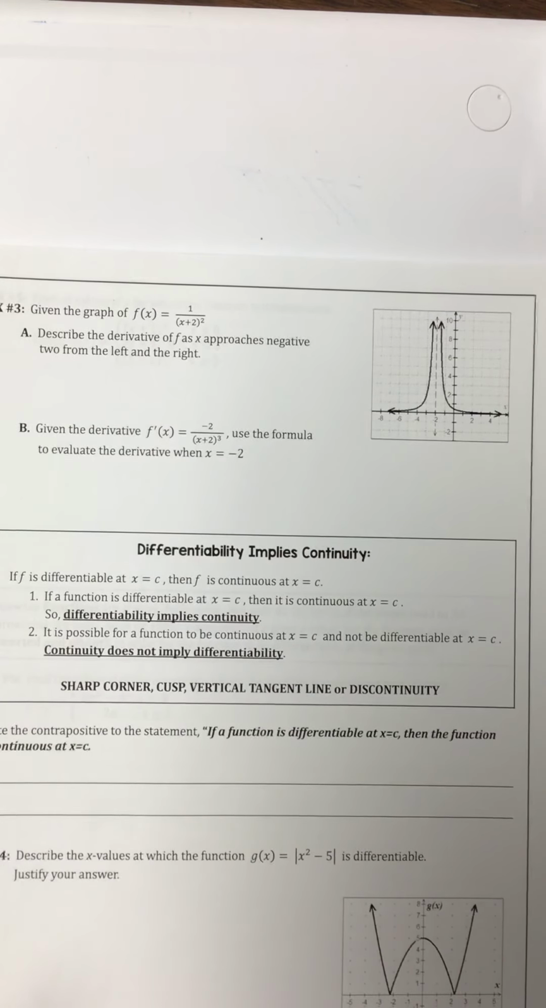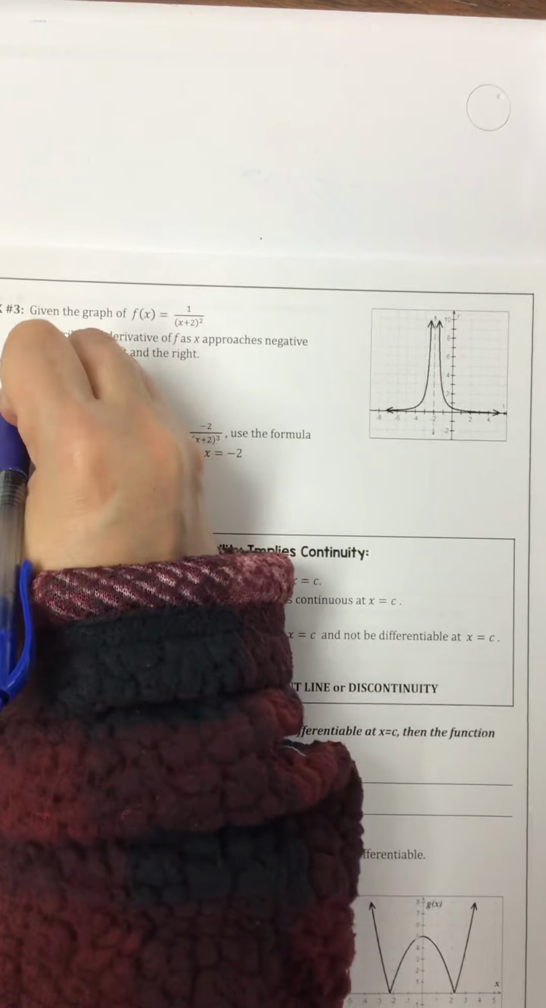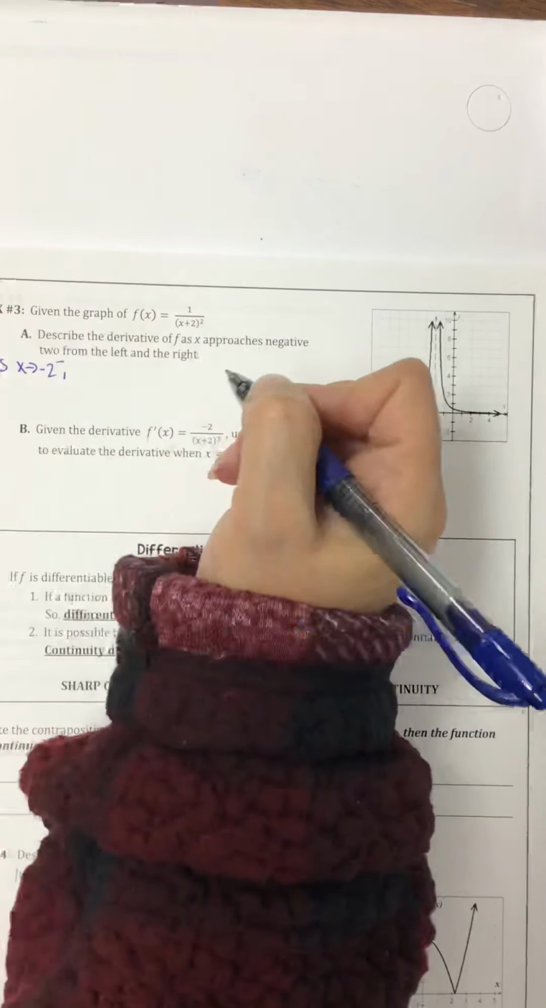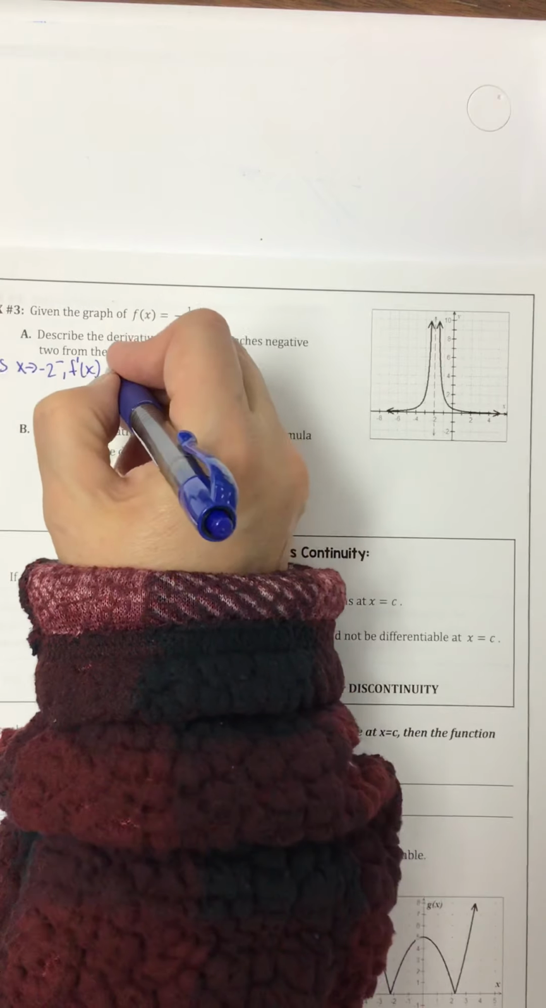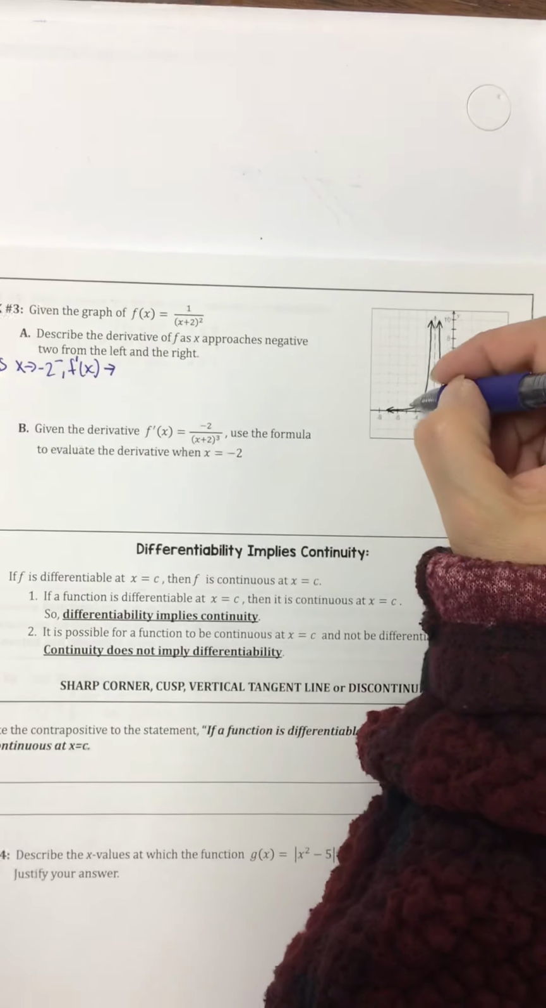Example 3. Given the graph of f of x equals 1 over (x plus 2) squared, describe the derivative of f as x approaches negative 2 from the left and from the right. So as x approaches negative 2 from the left, what is your derivative approaching? That means we're looking for the slope, correct?